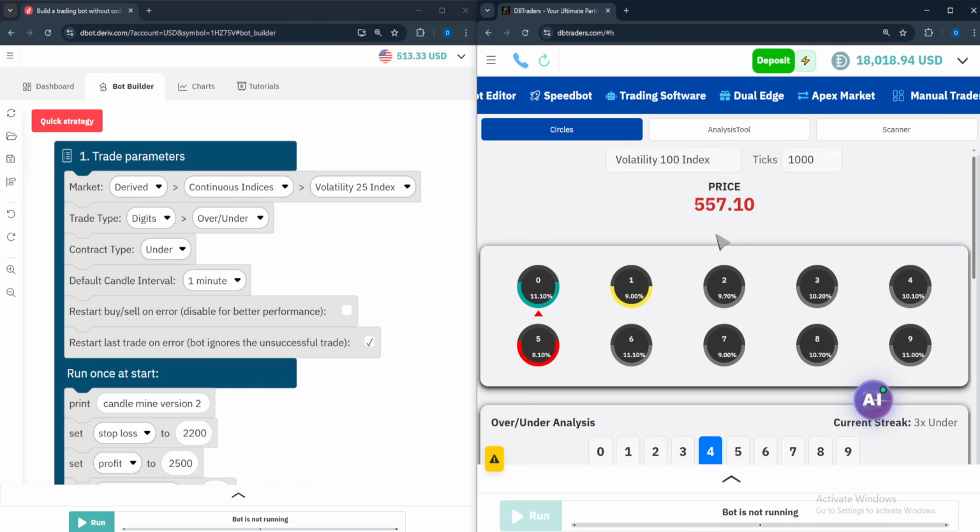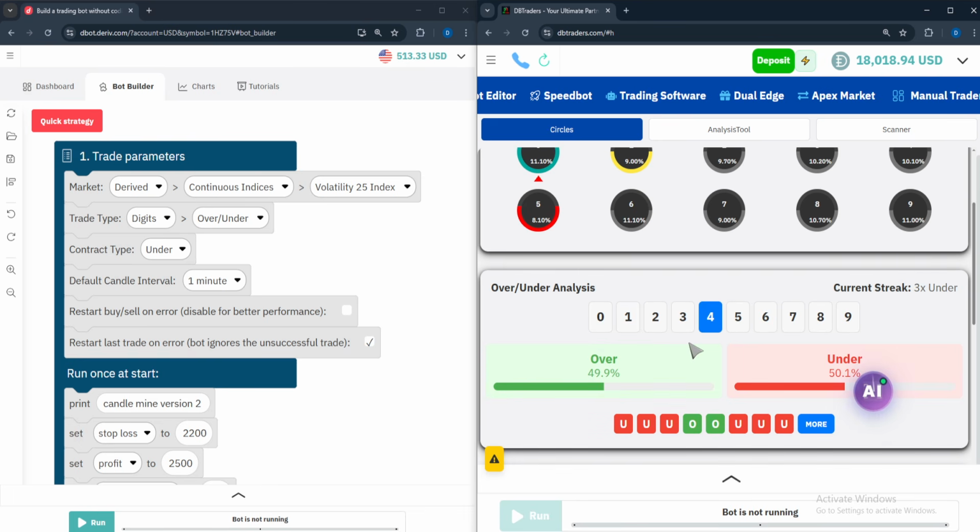First of all, you come down here, you scroll a bit, and you select 4. Once you select 4, you can see we have these 2 percentages, the over and the under, all right? Ensure the under percentage is stronger than the over percentage. That is a must. Then ensure the under percentage is above 50.3%. Again, that is something you should note, all right?